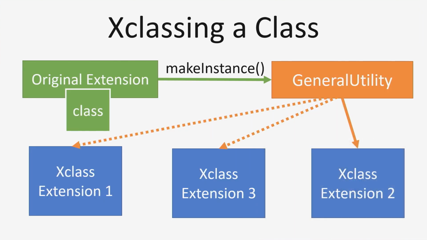XCLASSing only works once per project. So if I have several extensions which are trying to XCLASS the same class, the last one will win. The others will not be executed whatsoever, even if I do my changes in different methods of the same class. Even then, the last one will win, the other ones will not get executed.